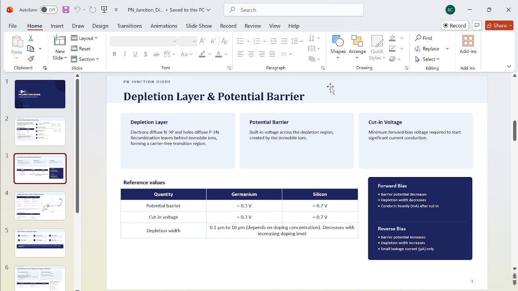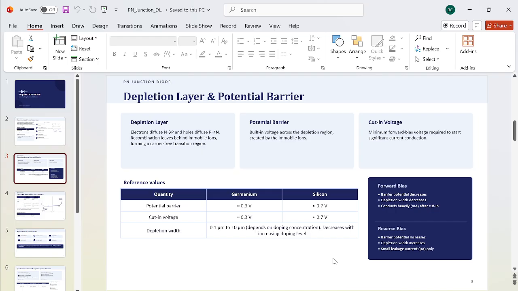Within that depletion layer, the positive and negative ions give rise to an inbuilt potential barrier at the junction, which is about 0.3 volt for germanium devices and 0.7 volt for silicon devices. There is an important parameter which we will see in the IV characteristics also, that is the cut-in voltage, which is defined as the minimum forward bias voltage required to start significant current conduction.